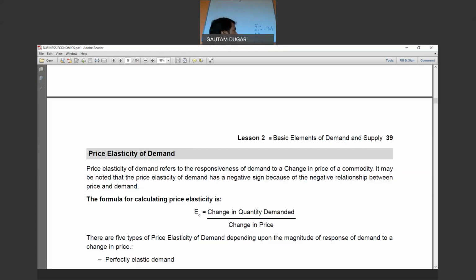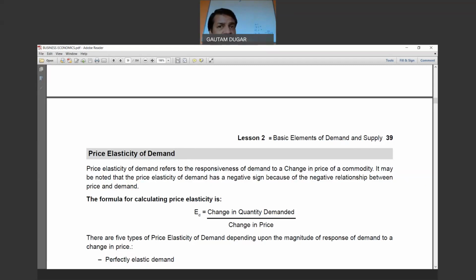Equals to 0. What is equals to 0? Obviously, when price has changed, but there is no change in demand. That is perfectly inelastic demand. Equals to 0 is a situation which we call perfectly inelastic demand. That is, demand will show no response to a change in price. Normally, this situation cannot be traced in practical life.